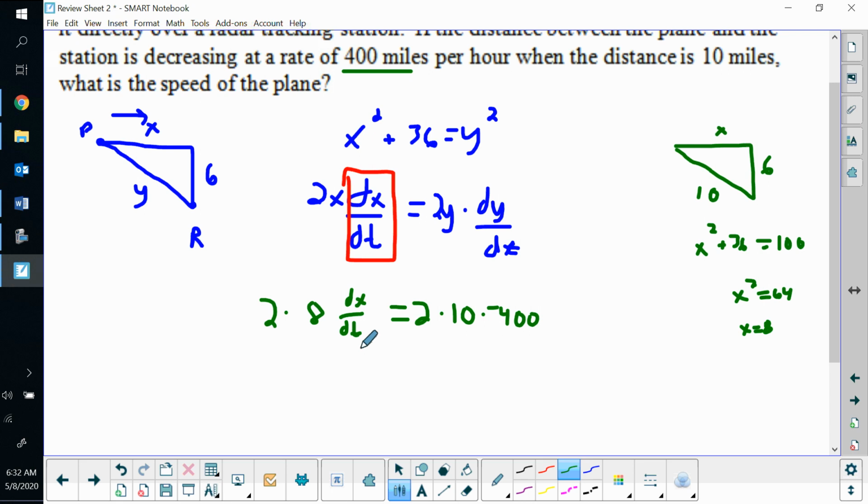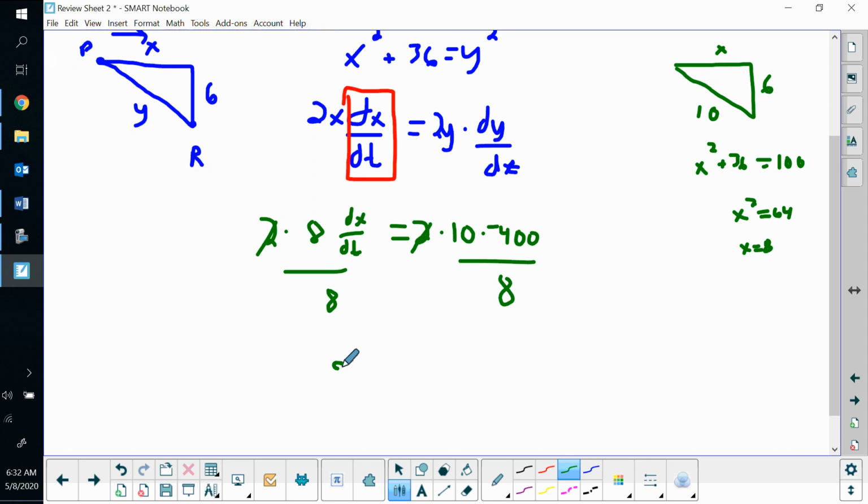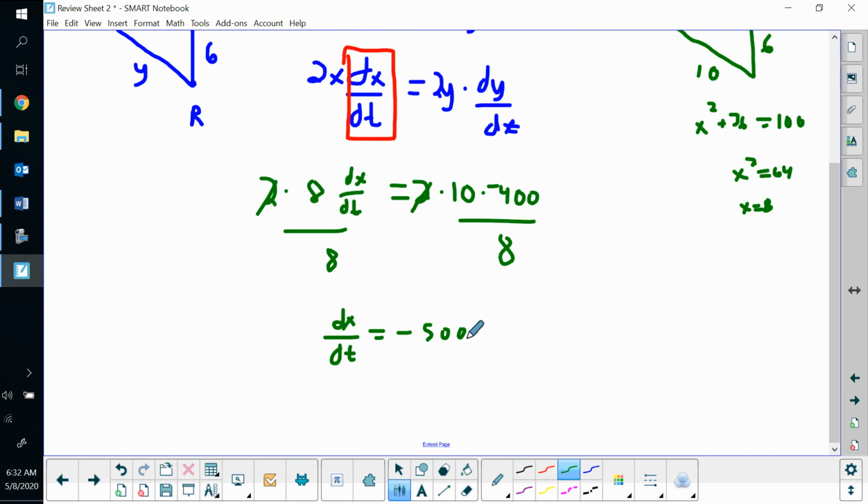So we need to get dx dt by itself. I'm going to do this how I would suggest to think about it, since you won't have a calculator on the final. So if you divide by 2, those are gone. And then we'll divide both sides by 8. Well, the negative 400 divided by 8, 40 divided by 8 is 5, so that'll give you negative 50 times the 10 will give us negative 500, and our units are miles per hour.